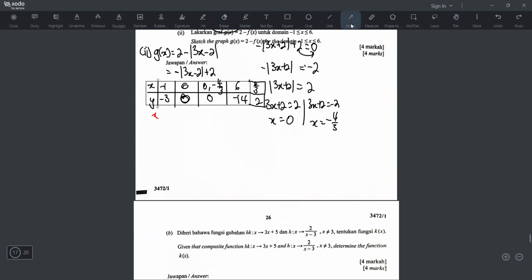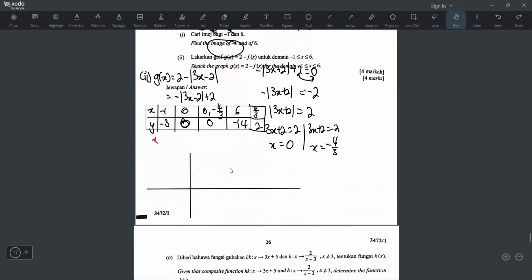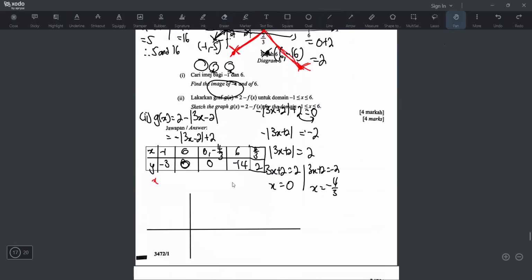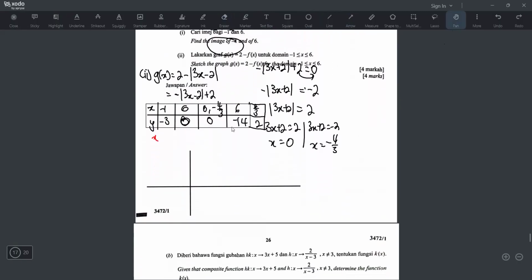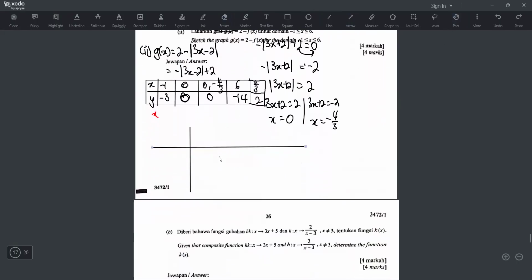Okay, so let's start. First, the y-axis, and then next is the x-axis. Okay, but got negative values, right? Okay, wait, let me double check with the graph. So it's like this, like this. Okay, I think this is enough. No, this is not enough. I have to make it longer because later got -14. So I think I have to go lebih kurang macam ni. This one, this one draw long a bit.